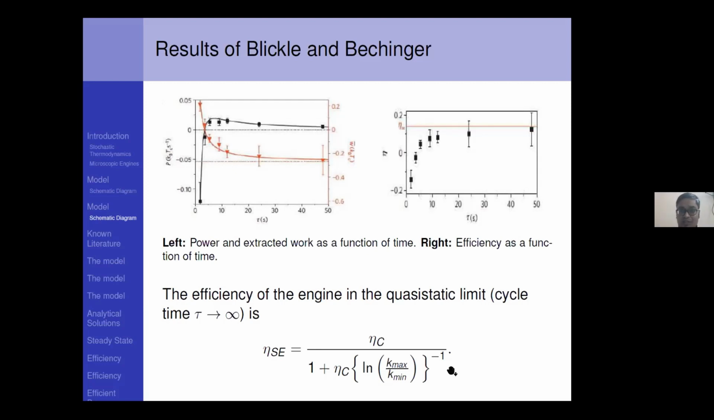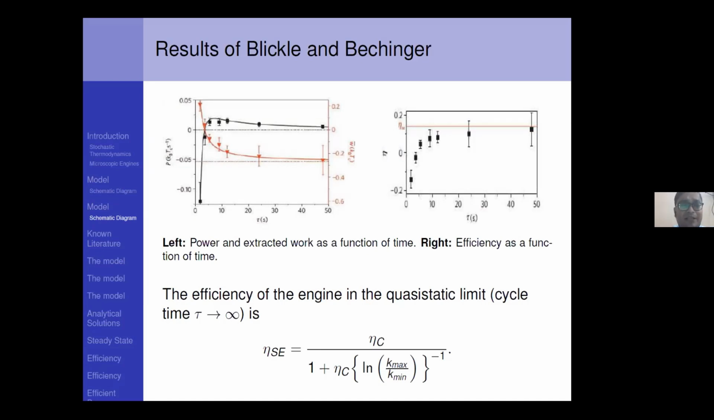Saurabh, there is a question in the chat box. Can you see it, or I'll read it to you maybe? So Praveen asks, has this been realized experimentally, and in particular, how do you vary temperature without changing the potential in the experiment?